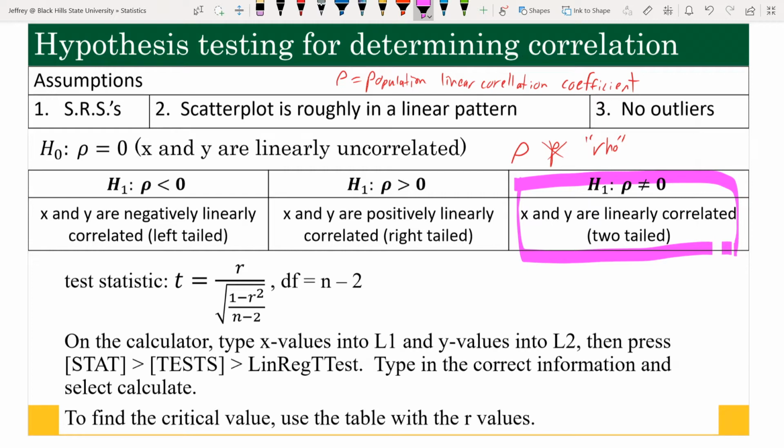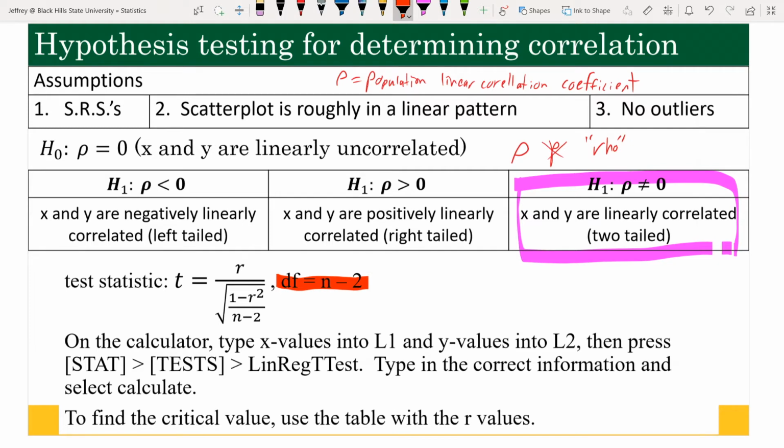The test statistic formula that we're going to use is that t equals r divided by the square root of 1 minus r squared divided by n minus 2. So it does actually use the test statistic t. And our degrees of freedom is actually different from what we've seen before. It is in fact n minus 2, not n minus 1.